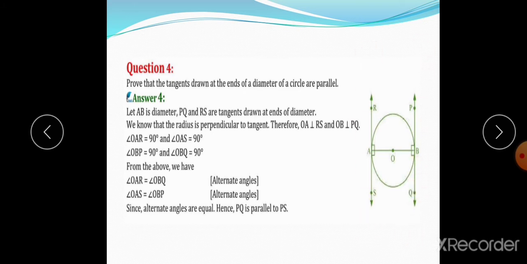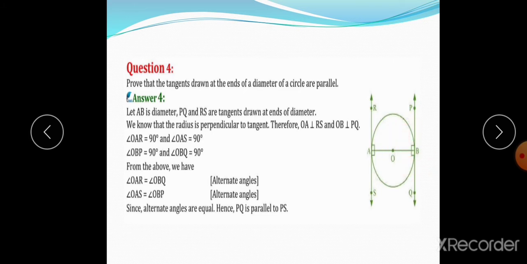How can we say this? AB is a diameter, and these tangents PQ and RS are drawn at the ends of the diameter, A and B. So A and B are the points of contact, and OA and OB are the radii. OA is perpendicular to RS and OB is perpendicular to PQ. Why? Because of the tangent-radius property, theorem 10.1. So this is 90, this also 90, this also 90.